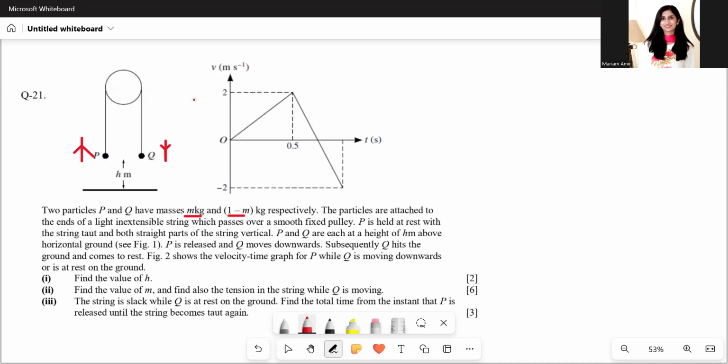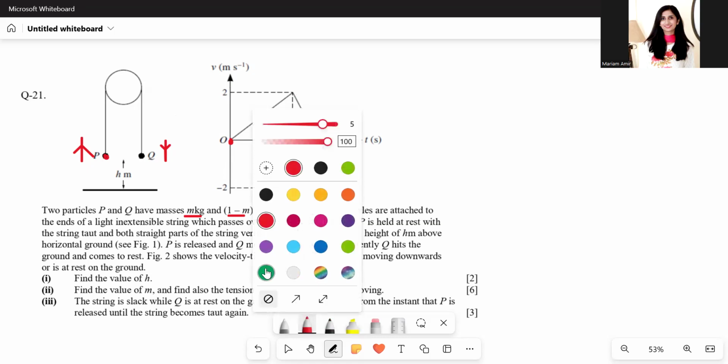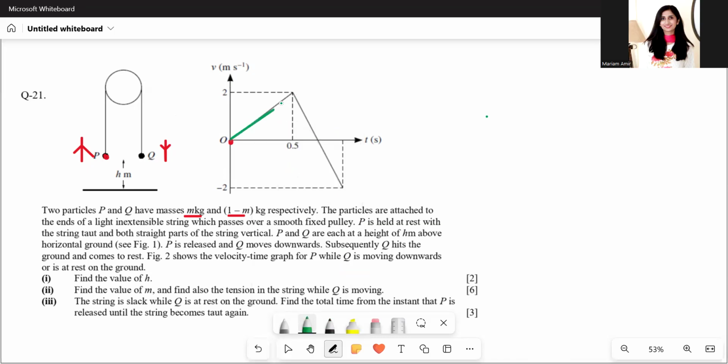Okay, so let's look at the velocity time graph given for P. Initially we can see that the speed is 0. And then as P goes up, since Q is going down, its speed increases with a certain acceleration and becomes 2 eventually. So here V is 2 and U is 0. Same will happen for Q. Here U is 0 and V is 2, since they're connected particles.